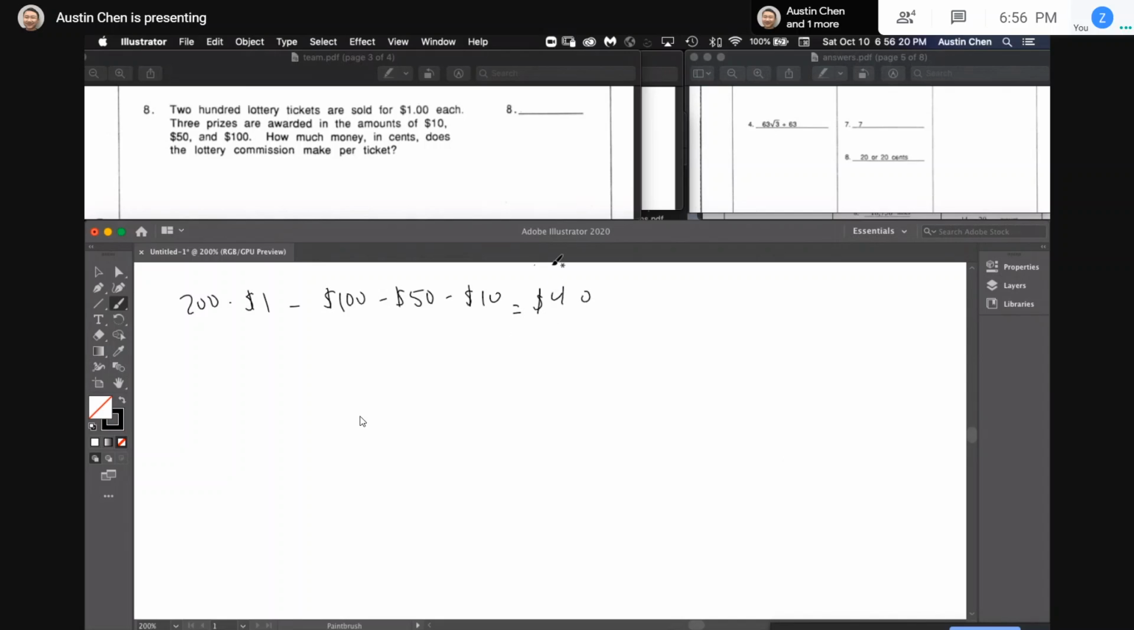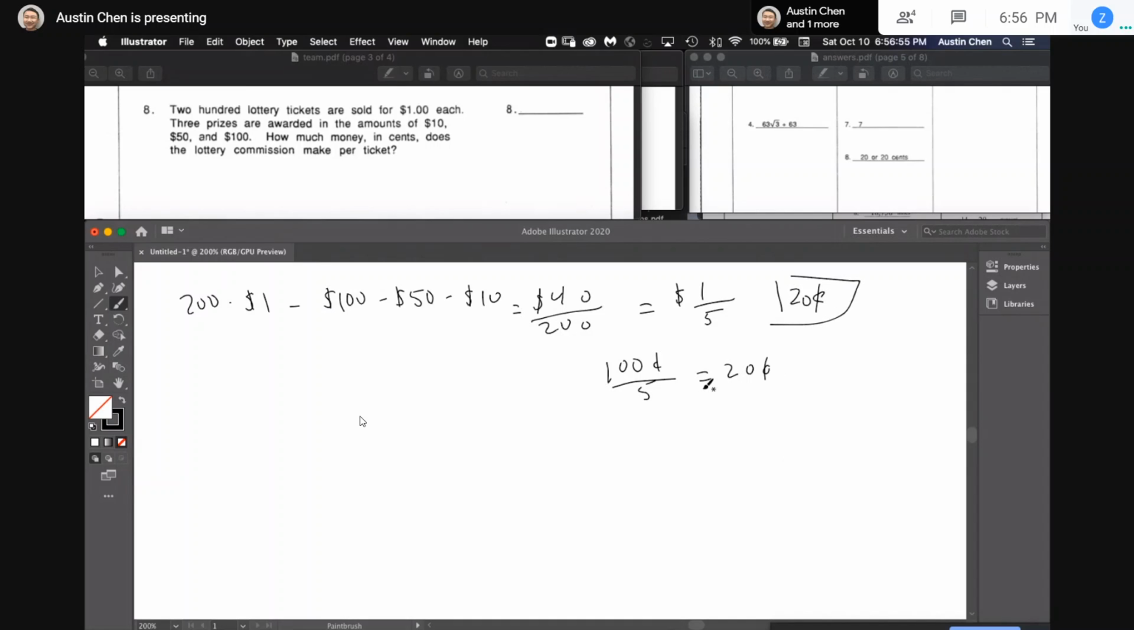And then again, to find the total amount of money that the lottery makes per ticket, we're just going to divide this total amount of money by the number of tickets that they sold. This is just going to be $1 over 5, which means for every 5 tickets, they're going to make $1. And what does that mean? Well, that means they make 20 cents per ticket. If we converted this into cents, that would be 100 cents divided by 5, that's 20 cents. So our answer is 20 cents.